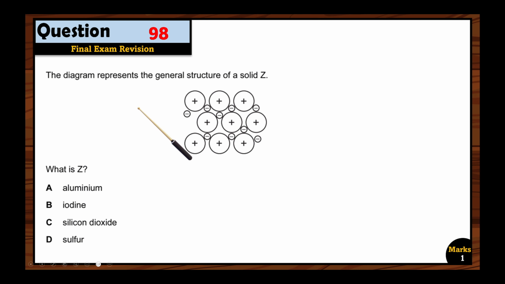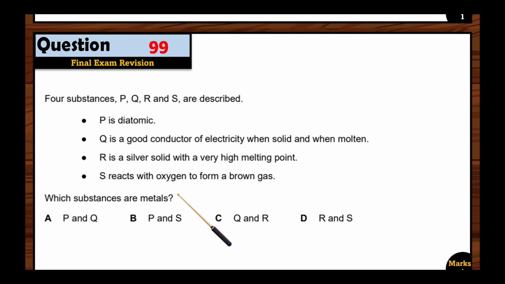So what is Z? Actually, it is a metal. So now we have to find which one is a metal. Aluminium is the only one that is a metal here. So this is actually a metallic bond. So A is the right option.